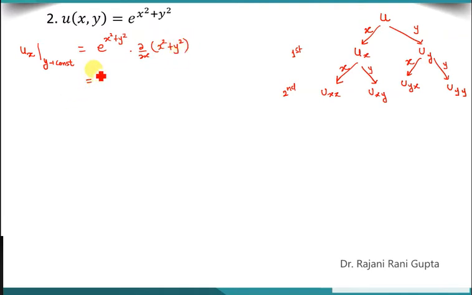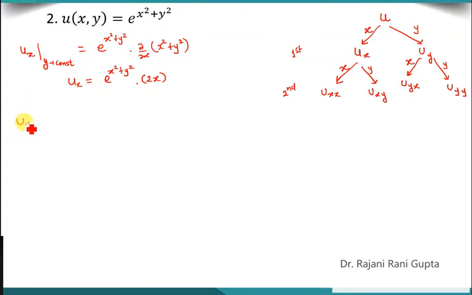So this gives you e power x square plus y square times the derivative of this term with respect to x, which is 2x, because y is constant, so its derivative becomes 0. So this is the value of ux.